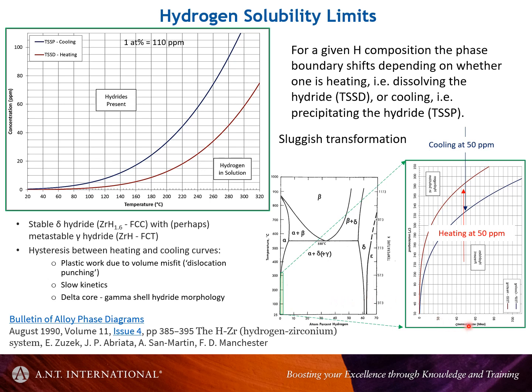The point at which we get precipitation or dissolution varies depending on if we're heating. The dissolution temperature is higher than if we're cooling and forming precipitation. So this split is common in zirconium alloys, and it may be just simply a kinetic thing, but there are many different theories about why that is present. You just have to know that it is. There is what's called a TSSD value and a TSSP value.